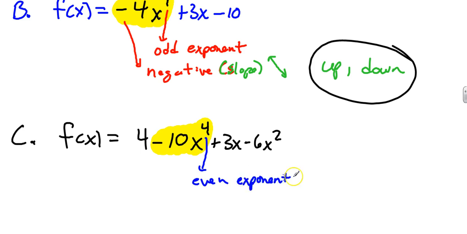And based on the exponent, if it's even, they're both up or they're both down. And then from there, that's going to depend on the sign of it, in case it's negative. So if it's x to the fourth, it's similar to x squared. If it's negative, that means they're both going to be down, so it's going to be down and down.